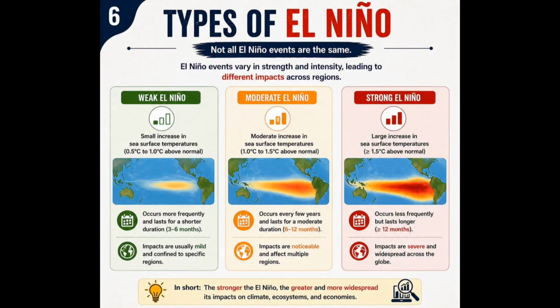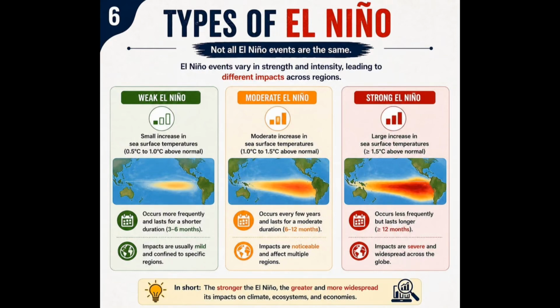Moderate El Nino. Moderate increase in sea surface temperatures, 1.0 degrees Celsius to 1.5 degrees Celsius above normal. Occurs every few years and lasts for a moderate duration, 6 to 12 months. Impacts are noticeable and affect multiple regions.